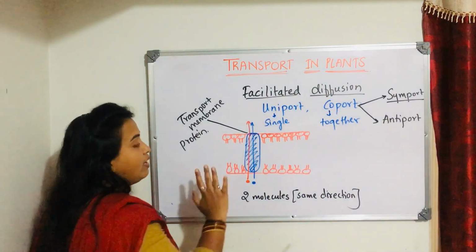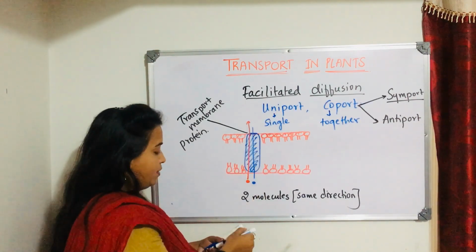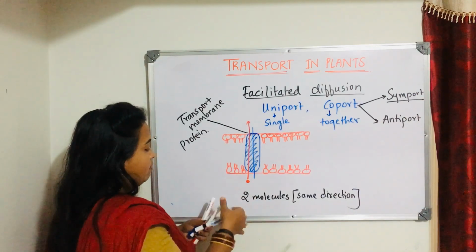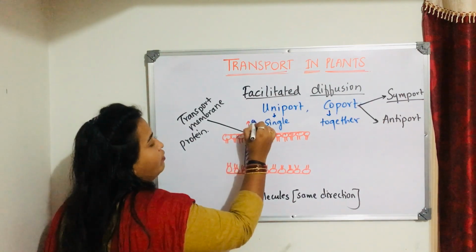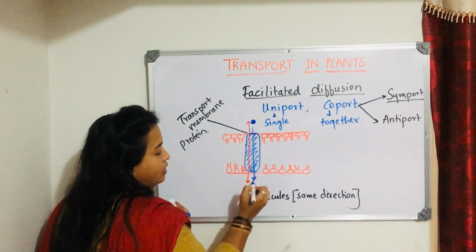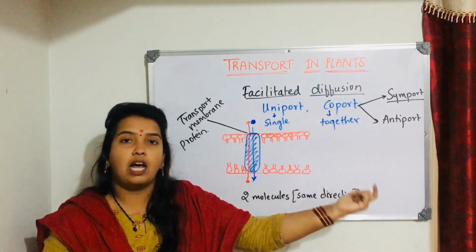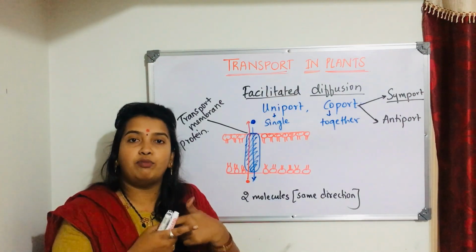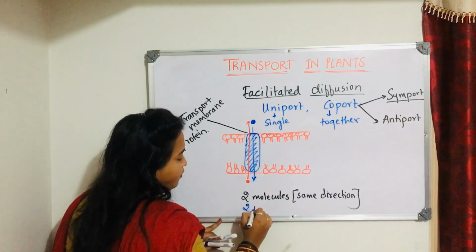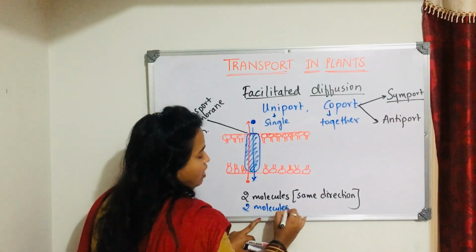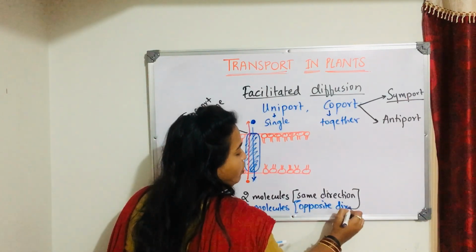By chance, if the direction changes, for example, you can take it like this. If this molecule, the red one you are seeing, is moving from this region to this one, and the blue one, for example, is moving from here to here, like this. If this is the direction, one is moving in one direction, the other one is moving in the opposite direction. If two molecules are moving in opposite directions, so what do we call it?